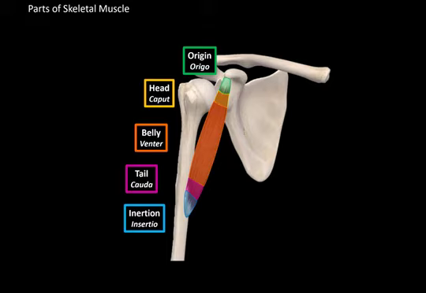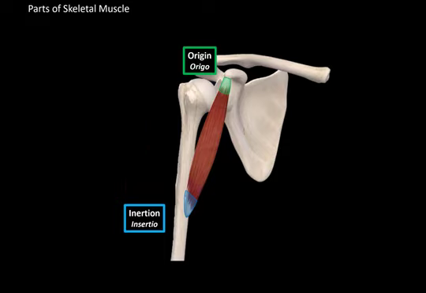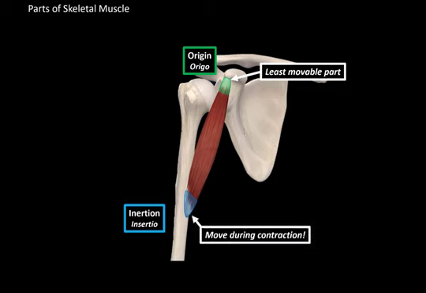move during contraction. So when you're studying the muscles in general, the origin and insertion points are what we usually focus on. And again, keep in mind that the origin point is the least movable part, and the insertion point is the part of the bone that moves during contraction. On some occasions, you will also see the word belly. Usually, if the muscle is divided into two parts, that's when we mention this term.